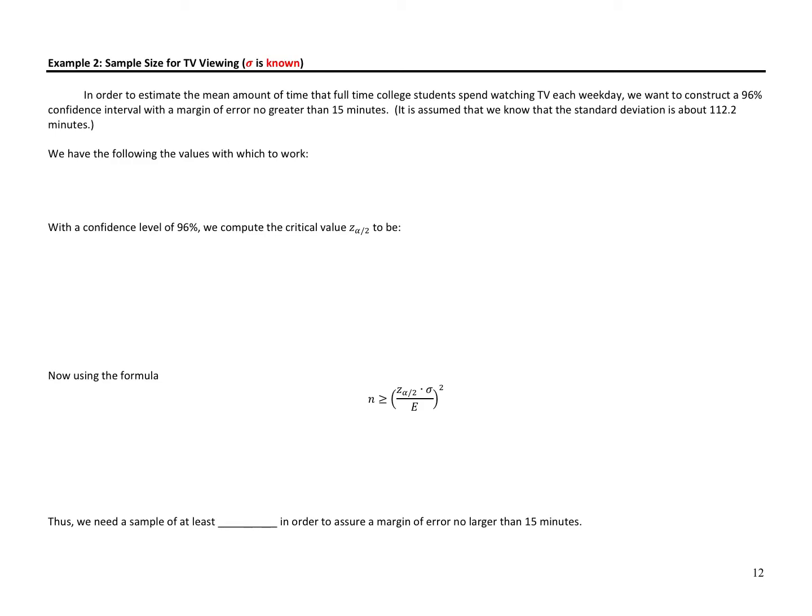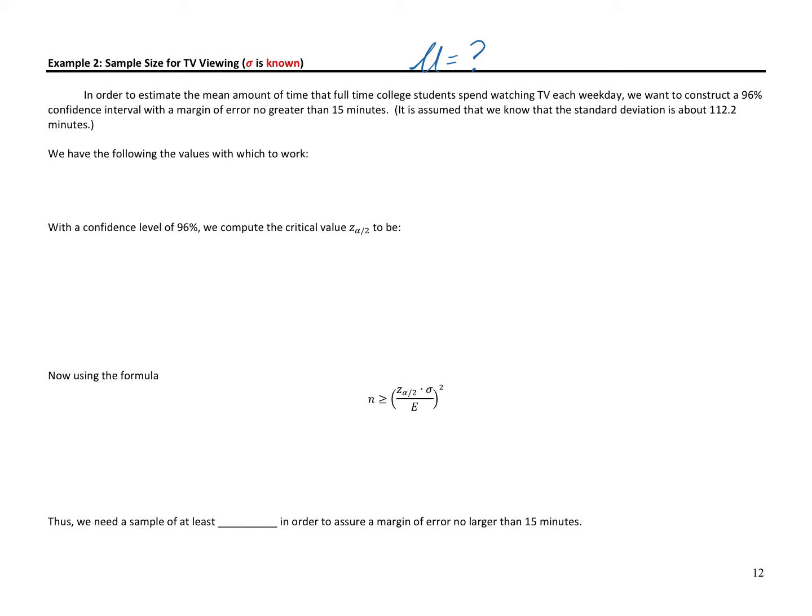In this example, we're going to estimate the sample size needed to estimate a population mean and be within a certain margin of error. So in this problem, we're asked to estimate the mean amount of time that full-time college students spend watching TV each weekday. So we don't know what mu is. We're going to try and estimate it, and we're going to estimate it with a 96% confidence interval, okay?